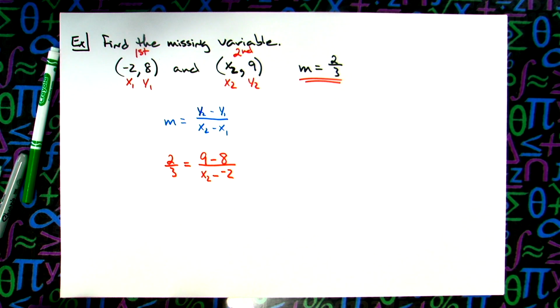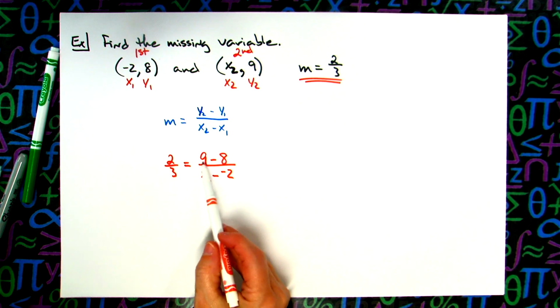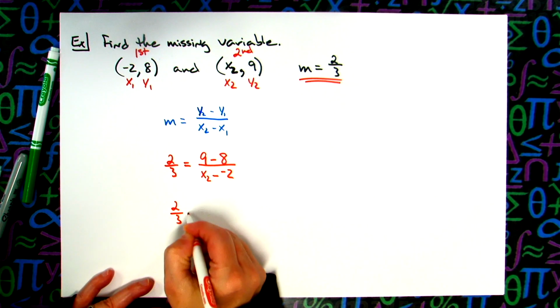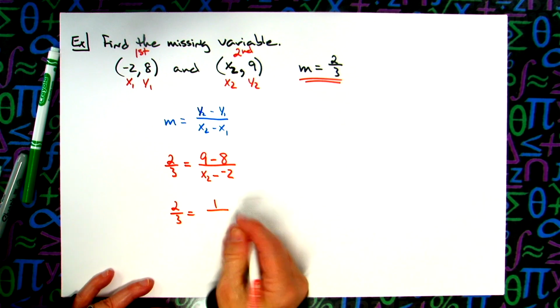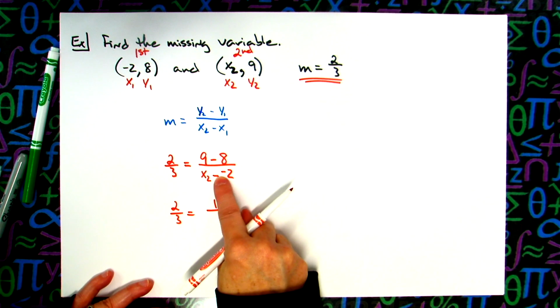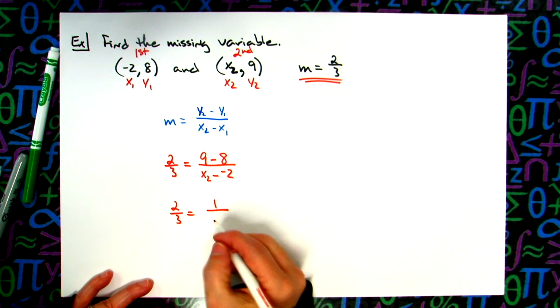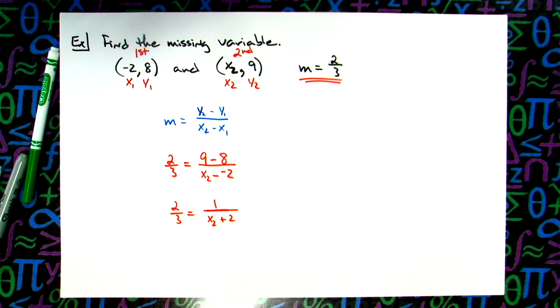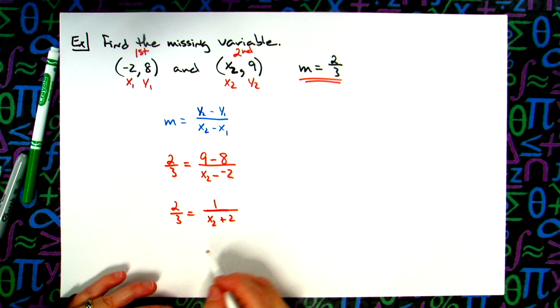Now we are going to do a little bit of math and simplify. On top, can't I do 9 minus 8? That's got to be a 1, right? So I'm going to keep my 2/3 over here and put a 1 right here. Can I make this plus plus? Right, because it's minus a negative. So on the bottom I could put x sub 2 plus 2 so that I don't have to mess with that minus minus.